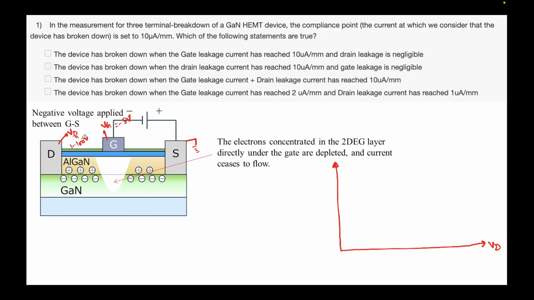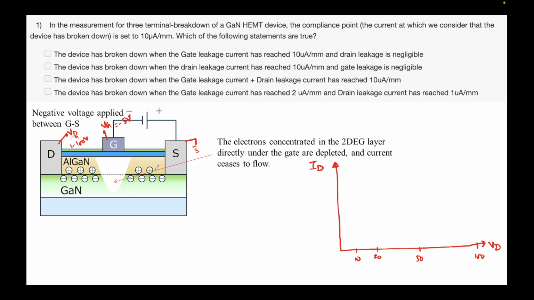I'll gradually increase the drain voltage. So this is let's say 10 volts, 20 volts, 50 volts, and let's say this is 100 volts. So I'm gradually increasing the drain voltage by fixing the gate voltage. Okay, so what will happen? Let's say this is what I'm plotting here: ID, the drain current. Okay, how will it look?